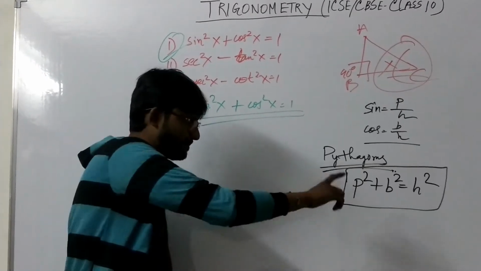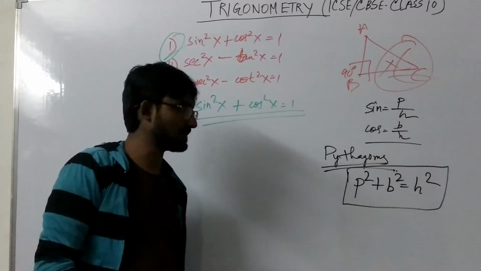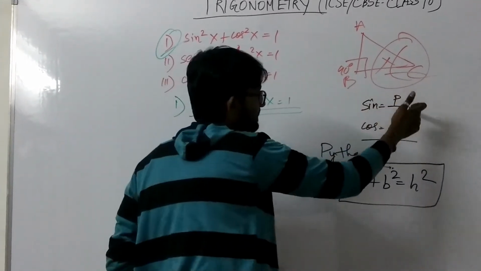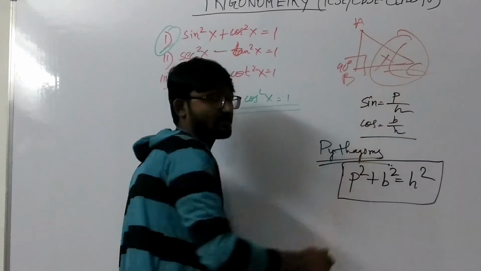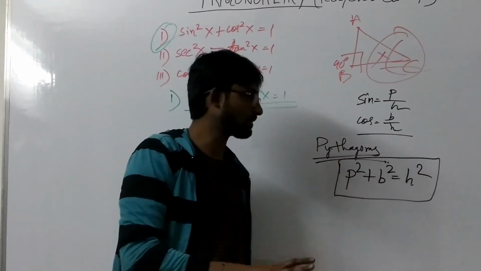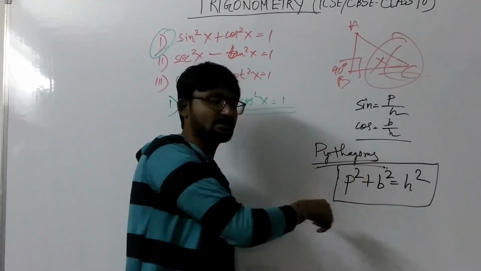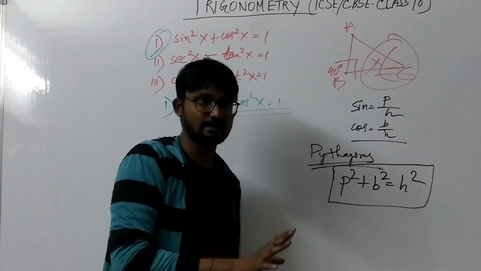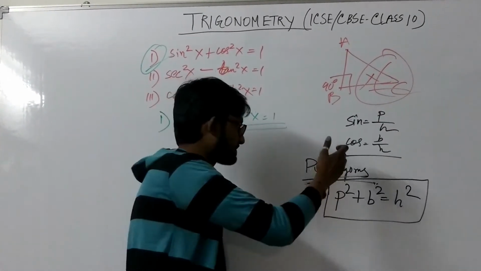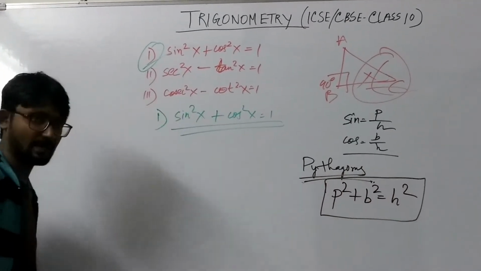What does it indicate? In a right angle triangle, perpendicular square plus base square is equal to hypotenuse square. But mind it, P, B and H are all in centimeters or meters, measured in distance, not in angles. That's why I have written P by H. These are all measurements of the sides of the triangle, no angles are involved over here. So P square plus B square equal to H square. That is Pythagoras theorem, which tells us the relation between P, B and H. Now I'm coming to the main part.